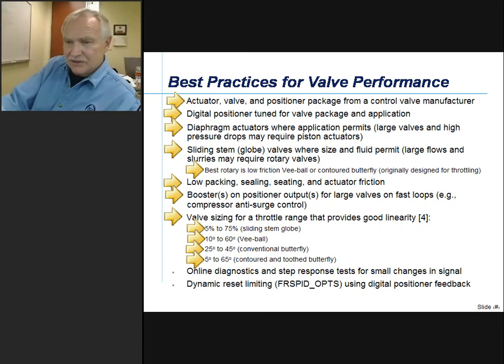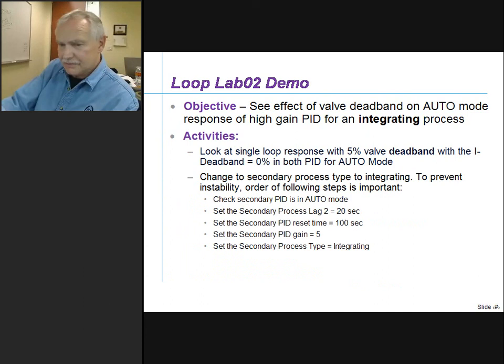Okay, our next objective is to see the effect of valve deadband on an auto mode response of a high gain PID for an integrating process. But first, let's look at the single loop response with 5% valve deadband. And again, we have no integral deadband in these PIDs. We're in the auto mode, and we're still a self-regulating process. Then we're going to change the secondary process to integrating.